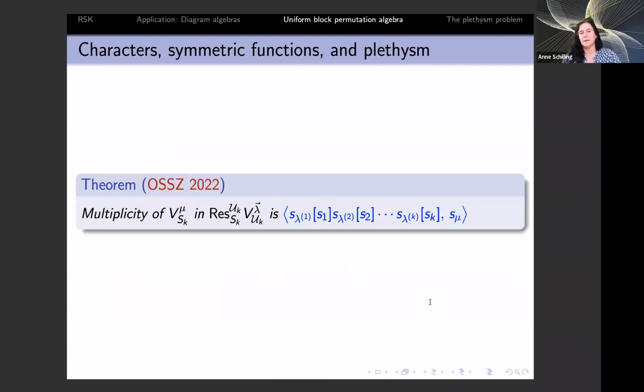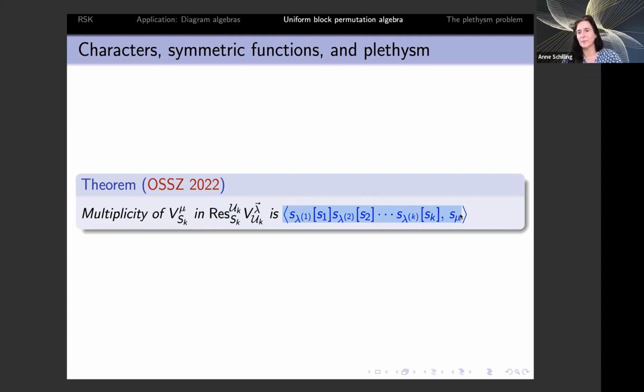And yeah, without giving you all the details, one thing that we then derived from this were the characters of our representations. In particular, what we were able to derive is that if you take an irreducible module for this uniform block permutation monoid, which, as I've just described to you, is indexed by a tuple of partitions, so I denote that by lambda vector, and we now restrict from UK to SK, then the multiplicity of the irreducible for the symmetric group is in fact given by this inner product of symmetric functions.